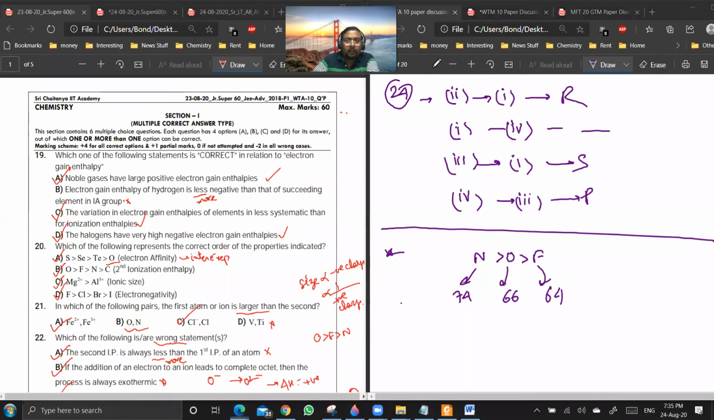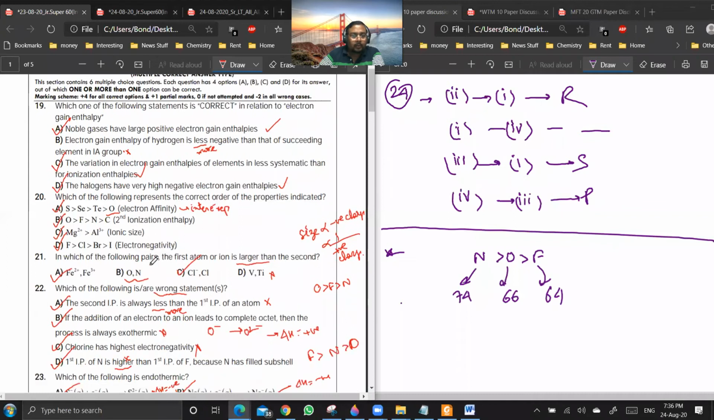Let me first do 19 first. Option C, someone is saying variation in electron gain enthalpy is less systematic than variation in ionization enthalpy. See, ionization energies generally decrease down the group uniformly, but electron affinities do not decrease uniformly down the group. That is the only reason this statement is considered correct. Generally we have a similarity of properties down the group, so that trend we get for ionization energy, but we don't get for electron gain enthalpies. Fluorine has lesser electron affinity than chlorine. All the group 2 elements will have lesser electron affinity than group 3 elements. That's right. So 19 is done.